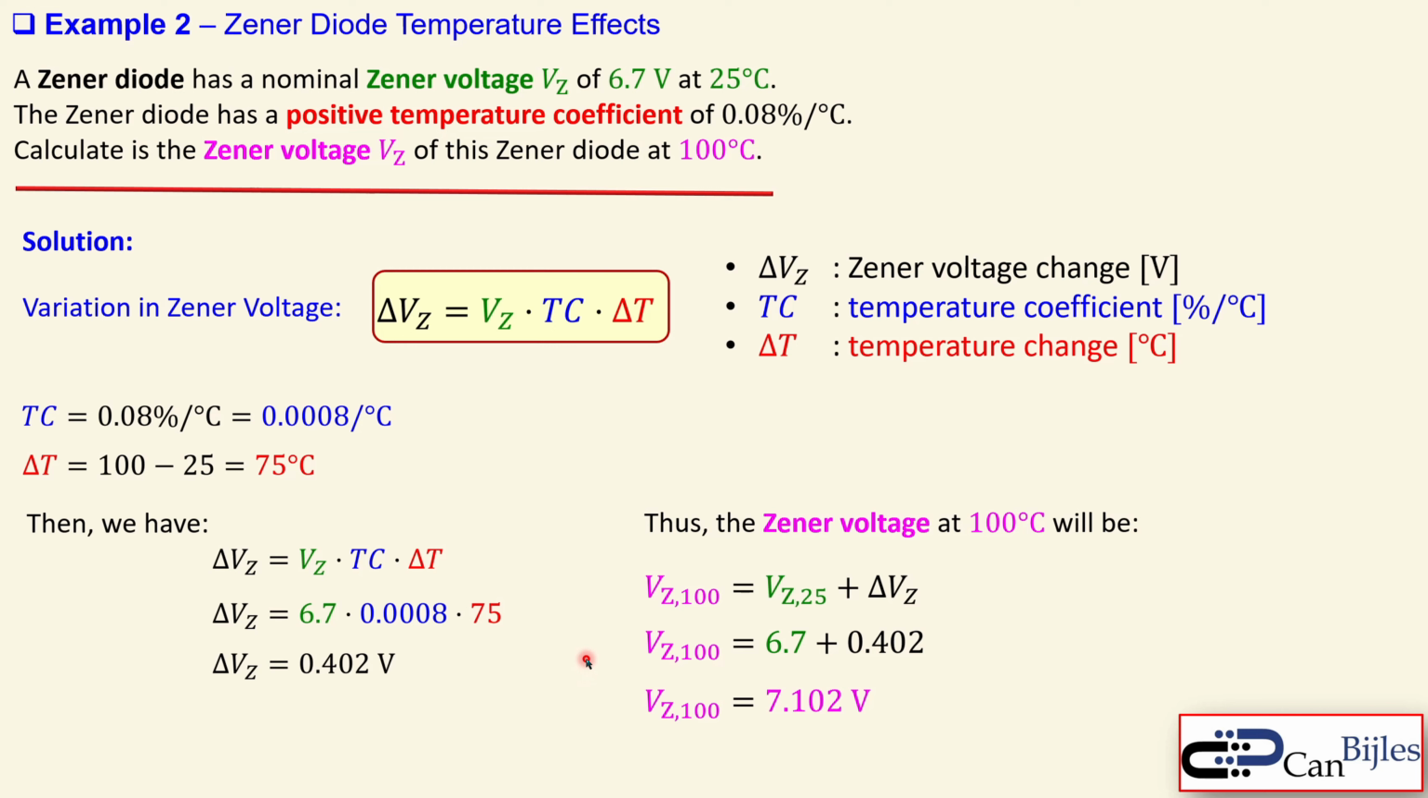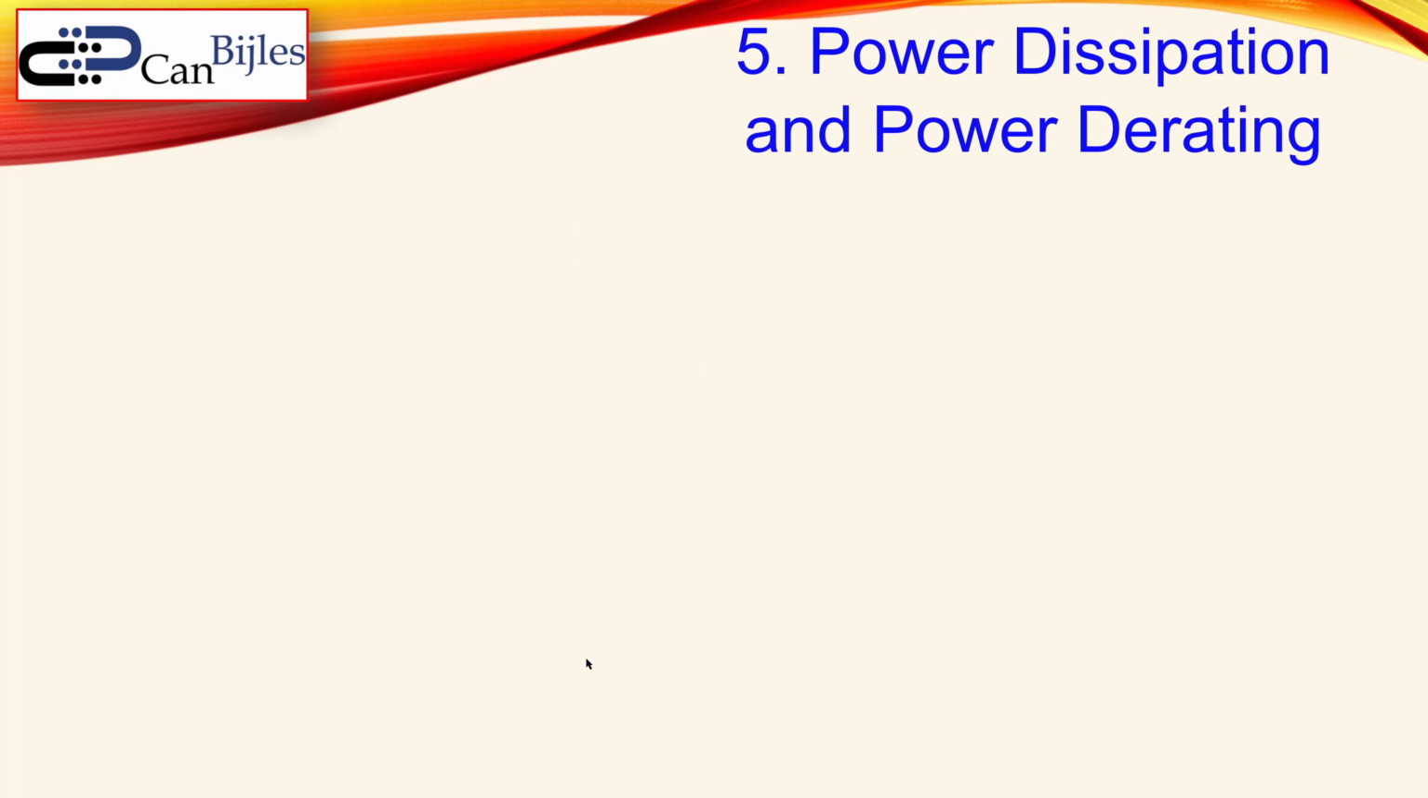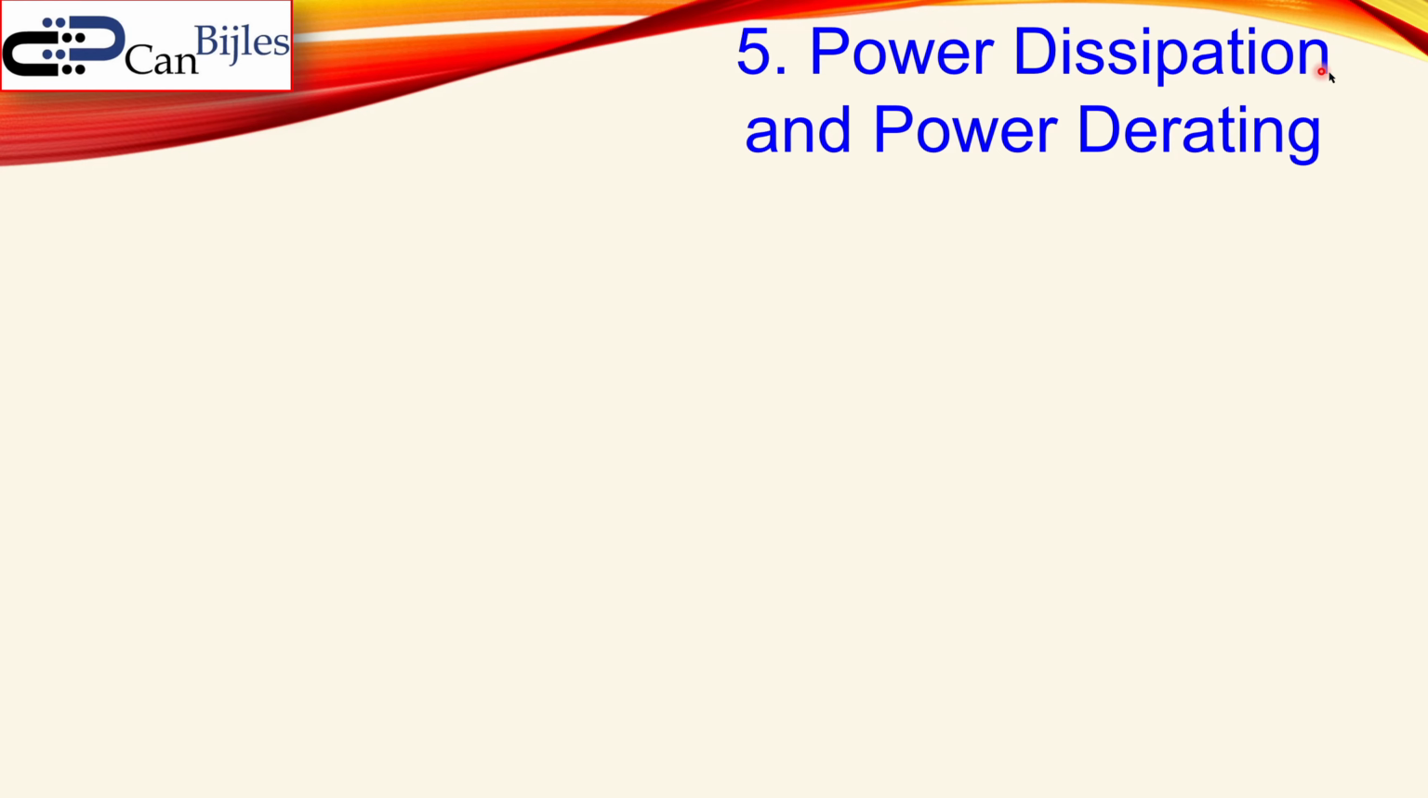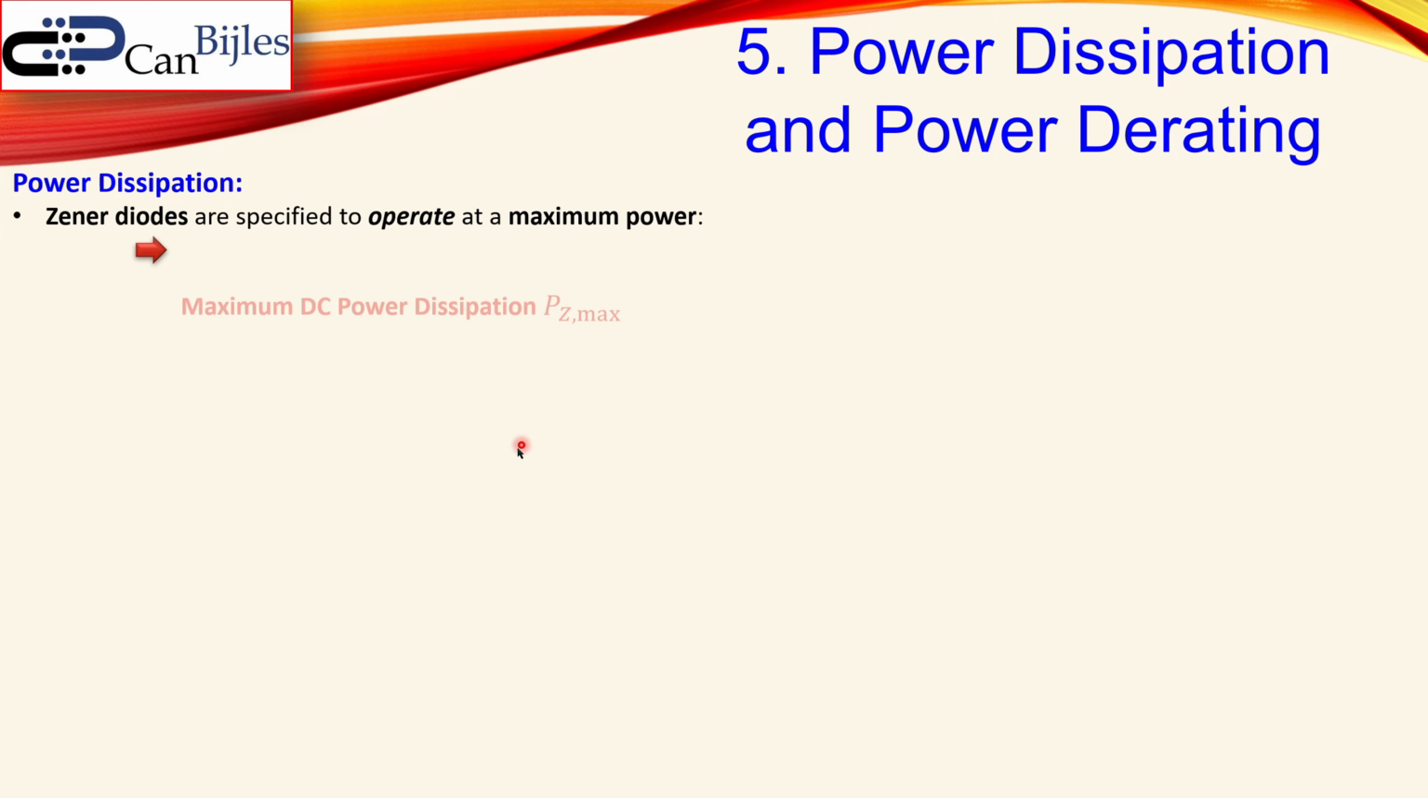So you can see you make your temperature 4 times larger, and you go up by 0.4 volts in this case. Okay. The next topic is the power dissipation and also the power derating, also very important. A Zener diode is specified to operate at some maximum power or below that. That is given by the maximum DC power dissipation, which is called PZ maximum.